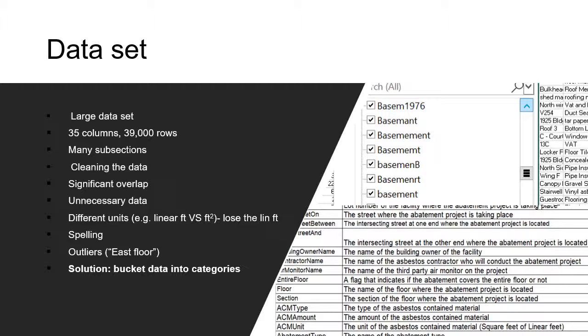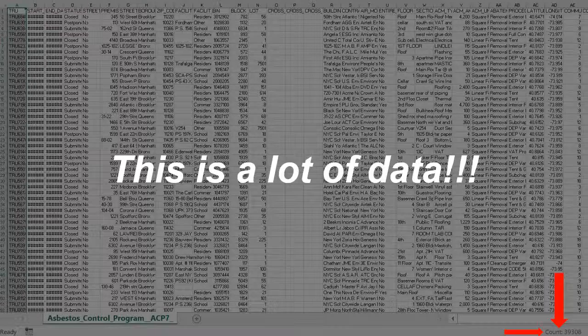Our biggest issue was cleaning the data because there was significant overlap and a bunch of unnecessary data. Also, we had to deal with 2 different units, linear and square footage. So for the duration of this project, we eliminated linear footage. As you can see in this picture, these are some of the issues we came across: if we wanted to use the word basement, there were several different ways that people inputted the data, like spelled incorrectly but meaning the same thing. So we used our deductive reasoning to put all this data into different buckets and figure out categories from there. This is a lot of data that we had to go through.